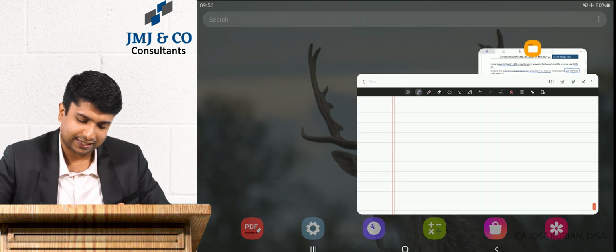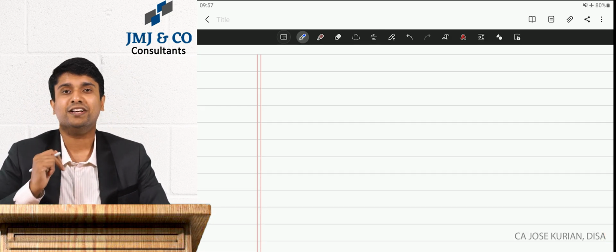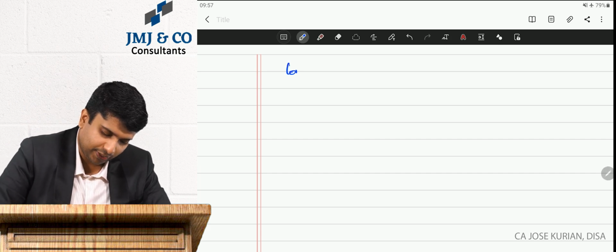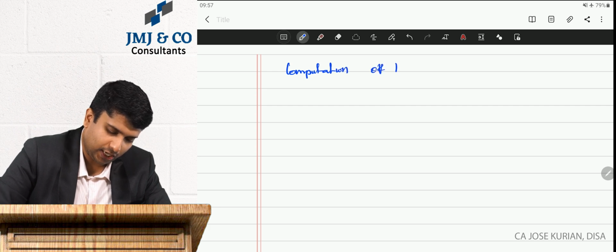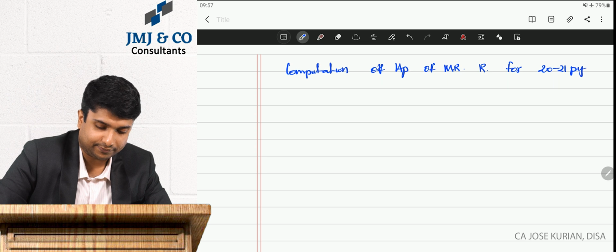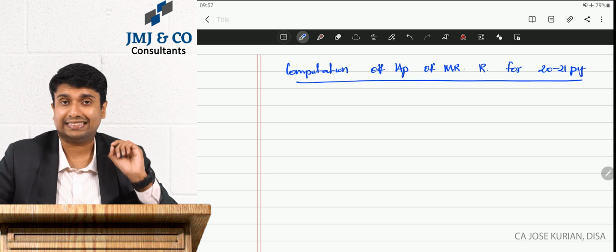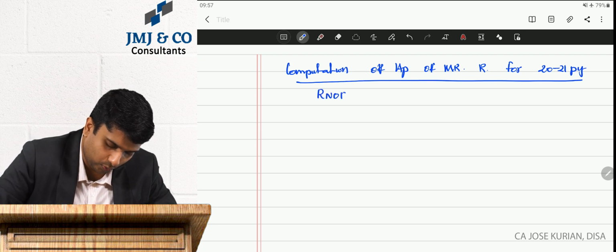Alright, so friends, let's move on to the computation of income from house property in the case of Mr. Rokes, for the 2020-21 previous year. That's what we are going to do. And what is his residential status, friends? He is a resident but not ordinary resident. So his residential status is RNOR.